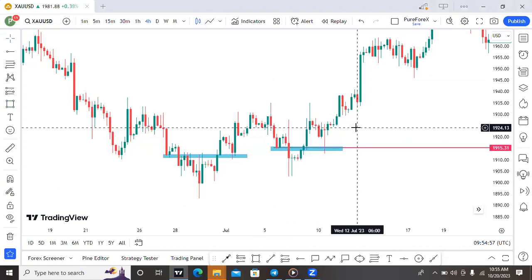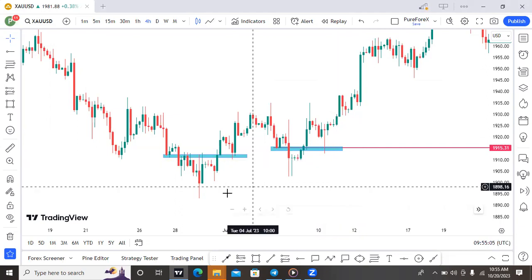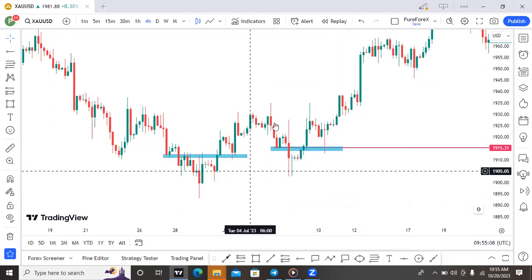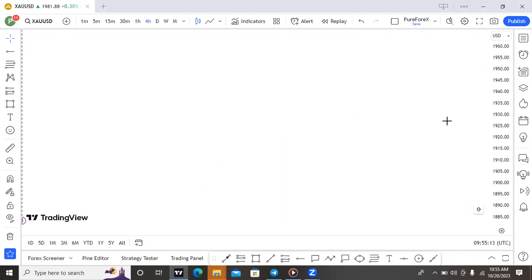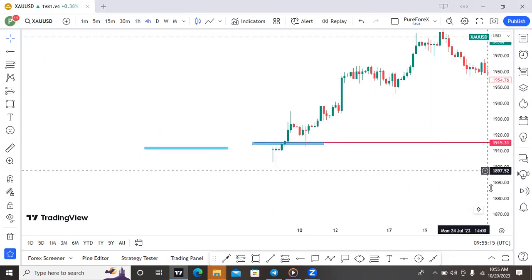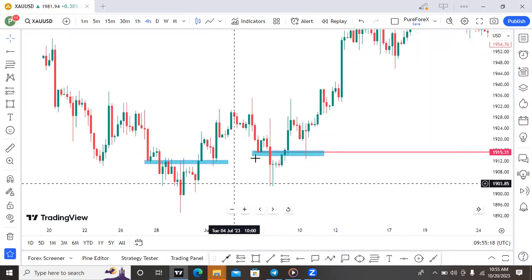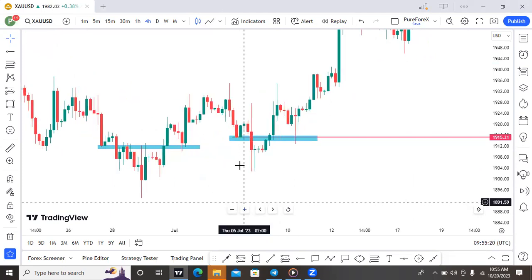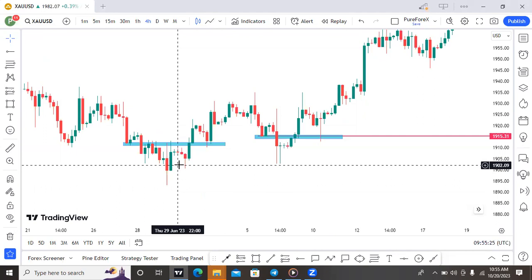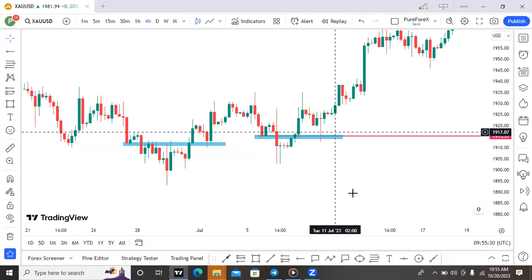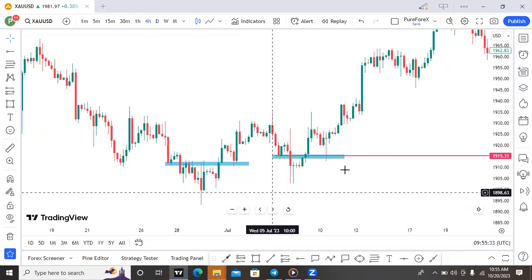So when you mark it, what is the difference between a Quasimodo reversal and a Quasimodo continuation? Remember, Quasimodo continuation has what? A trend line. And Quasimodo continuation is a trend continuation setup. Why Quasimodo reversal? Quasimodo reversal is a trend reversal setup. Quasimodo continuation is a trend continuation setup. I'm saying this repeatedly so that you guys will understand the concept.